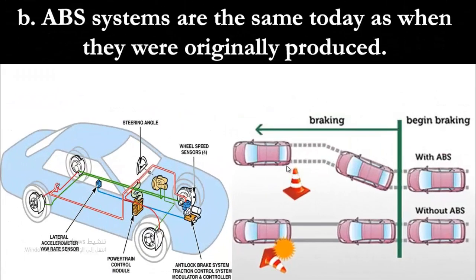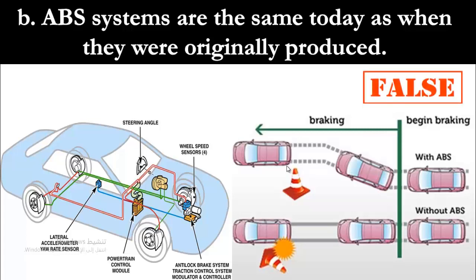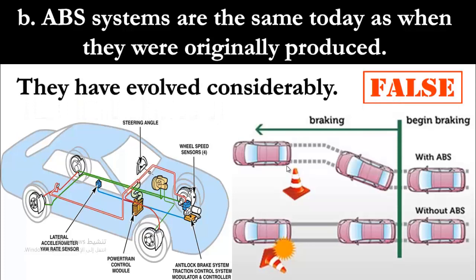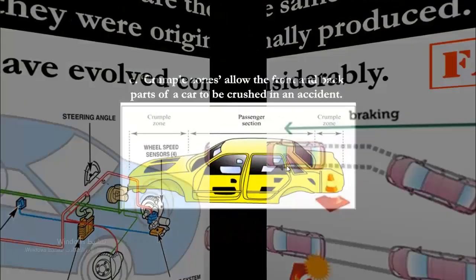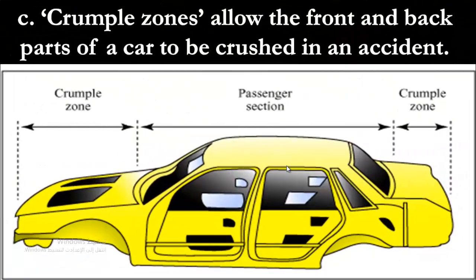Number B. ABS systems are the same today as when they were originally produced. Do you think this? Of course not. It's a false statement. They have evolved considerably. Yes, excellent. Number C. Crumble zones allow the front and the back parts of the car to be crushed in an accident.